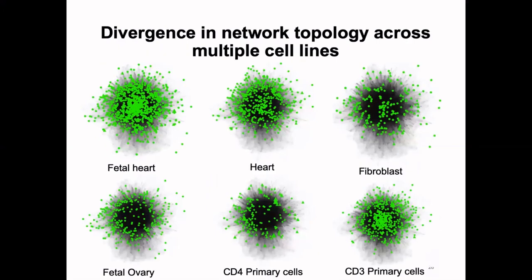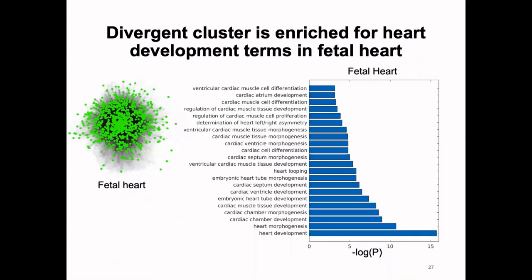If we look at the cluster that looks more divergent across the different cell lines, so this green cluster here, we can see that it is changing a lot just in these 6 examples. And so we can see that this cluster is really lit up in fetal heart. And so if you look at the terms that are there, we can see that they're enriched for cardiac cell differentiation, for heart looping, basically things that are related to cardiac development.